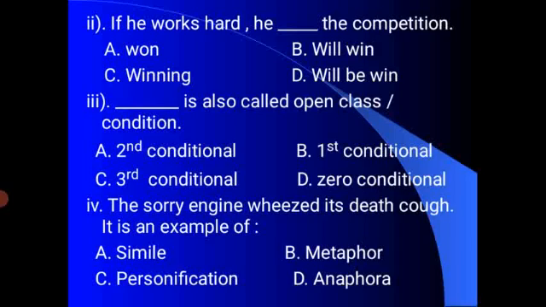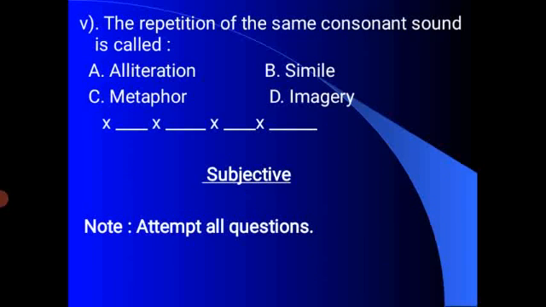Number 4, the sorry engine waits its death curve. It is an example of. Now you have again four options. A, simile; B, metaphor; C, personification; D, anaphora. Number 5, the repetition of the same consonant sound is called. You have four options: alliteration, simile, option C, metaphor, and option D, imagery. You have to opt only one.